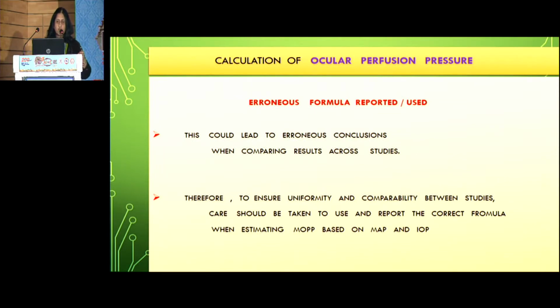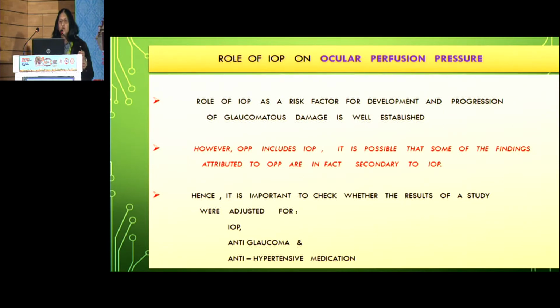Therefore, to ensure uniformity and compatibility between studies, care should be taken to use and report the correct formula when estimating MOPP based on mean arterial pressures and IOP. Now, the role of IOP as a risk factor for development and progression of glaucomatous damage is well established. However, OPP includes IOP. It is possible that some of the findings attributed to OPP are in fact secondary to IOP. So it's important to check whether results of a study were adjusted for intraocular pressure, anti-glaucoma, and antihypertensive medication.